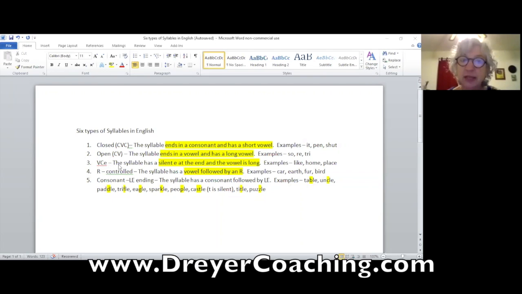What type of vowel sound does a VCE syllable, vowel, consonant, E, have? Minnie, what type of vowel sound does that have? Long. Right, it's long, just like the open. So open syllables and vowel, consonant, E syllables both have a long sound. So here are the examples. Like home, lake, A, O, I. These are long, right? Then we have the R-controlled syllable followed by an R, like car, earth, bear, bird.